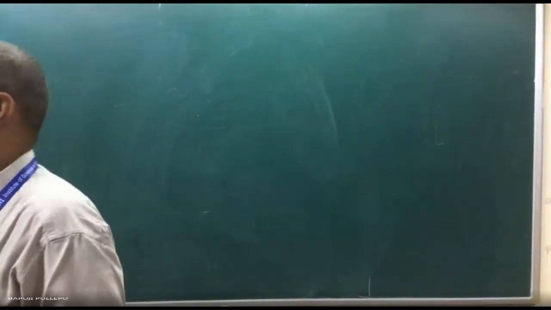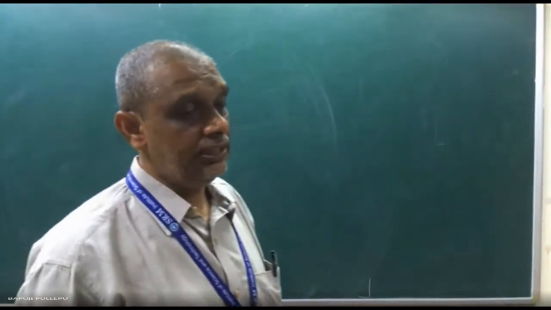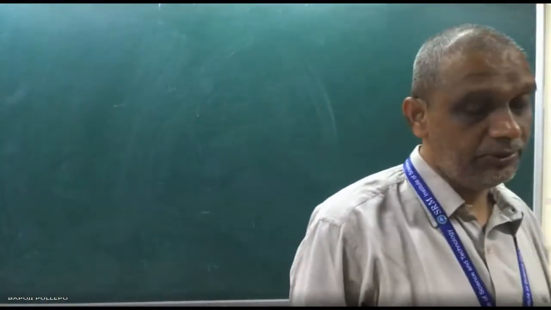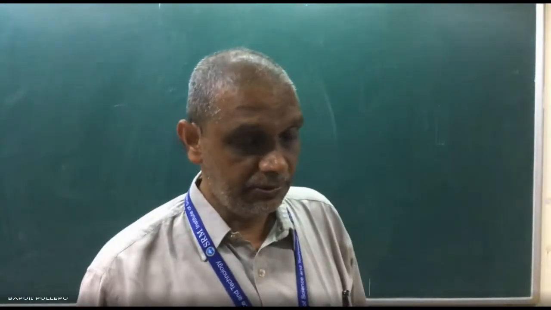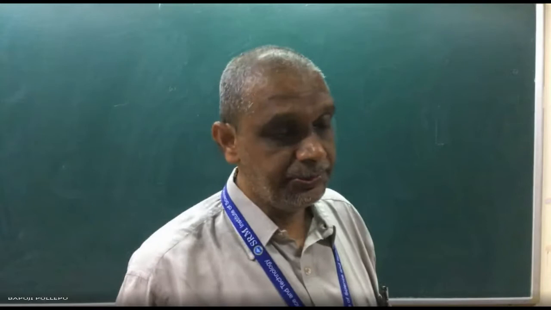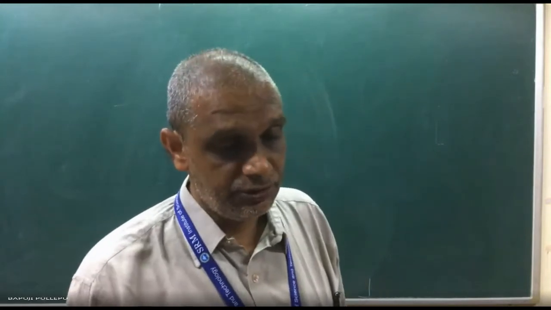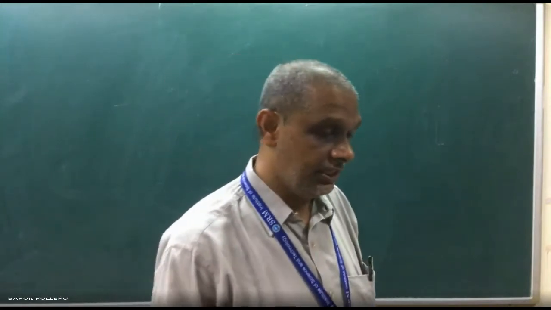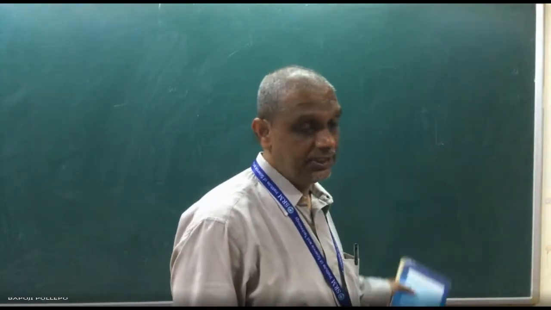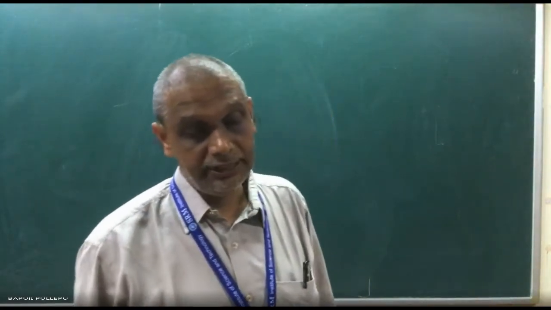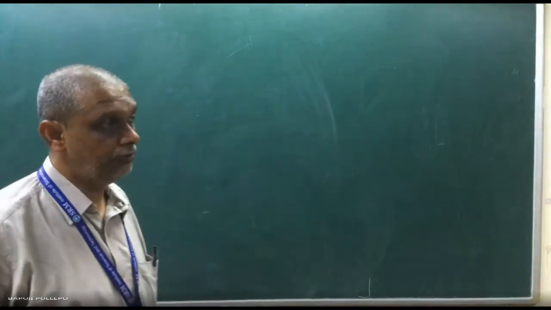Hello? Yes, sir. Okay. Last class we discussed using Warshall's algorithm to find the transitive closure. The initial matrix you take as W0, and write the positions of the ones. Then you find W1, W2, W3, W4 in the same way. Finally, what will you get?